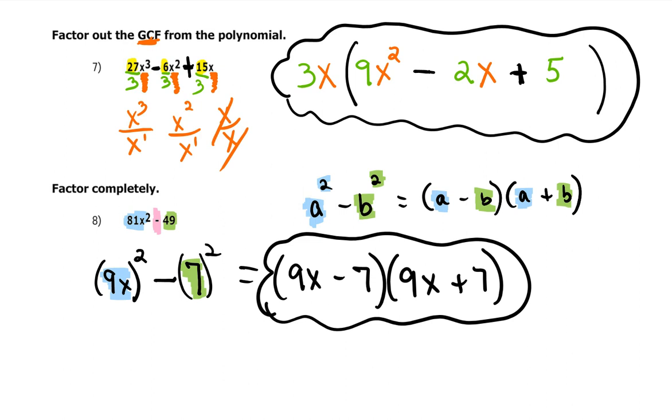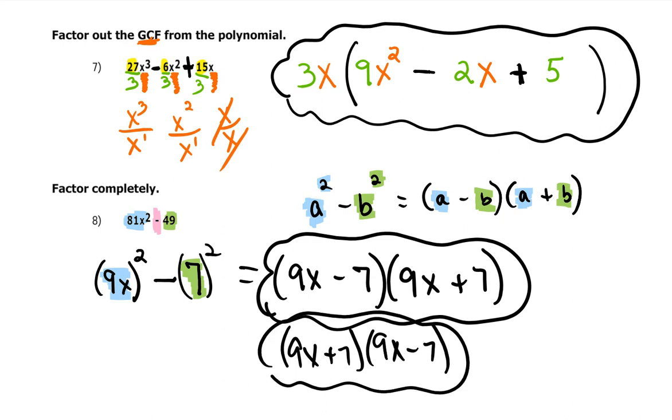And if you want to write 9x plus 7 first and then 9x minus 7 second, you can do that, because if you FOIL this one and you FOIL that one, it'll take you back to this. Either one works, so it doesn't matter. And that is 7 and 8, which is factoring.